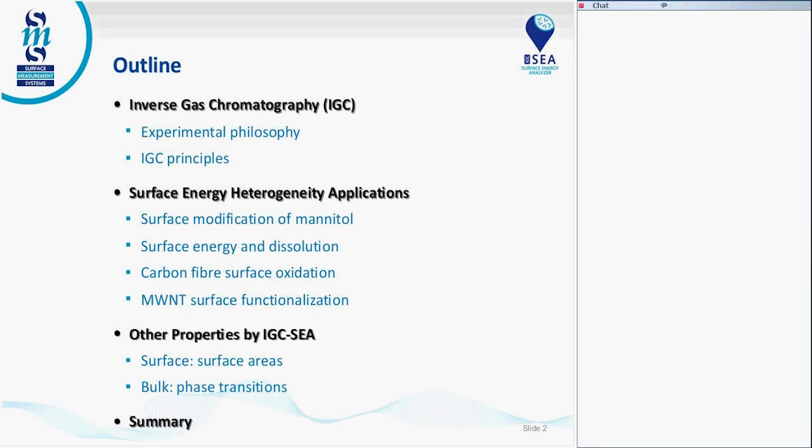So, just a brief outline. I will very briefly talk about inverse GC, and then spend the bulk of this webinar going over some surface energy heterogeneity applications. That's the predominant use of inverse GC. Several applications in a couple of different fields, and then go over some other additional surface properties that you can measure by inverse GC and some bulk properties.